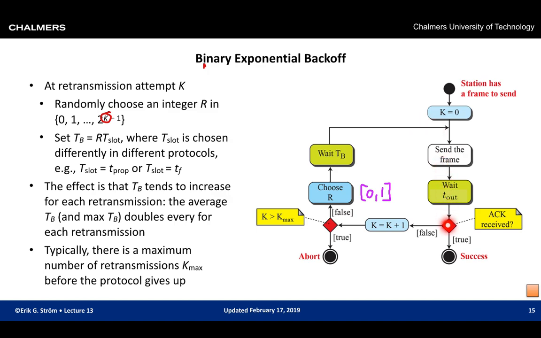We go through the whole thing. Now suppose there was a new collision here. Then K is equal to 2. So this is for K equal to 1. Now K equals 2, what's going to happen then?